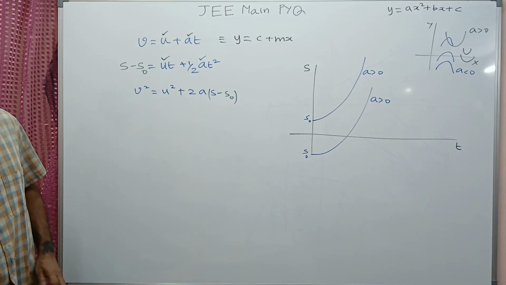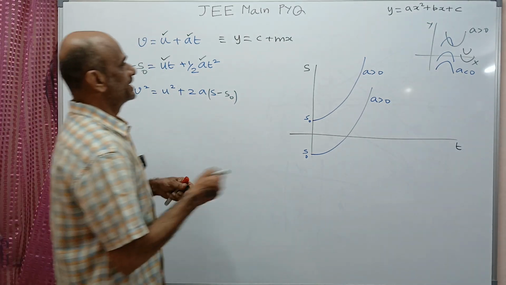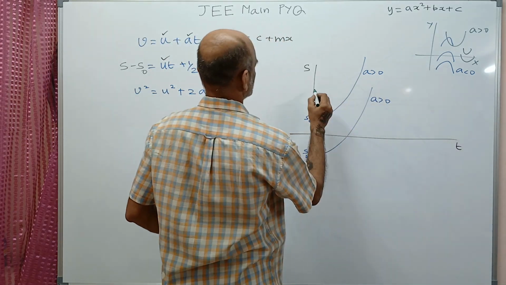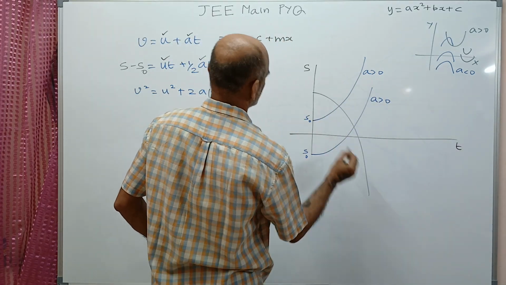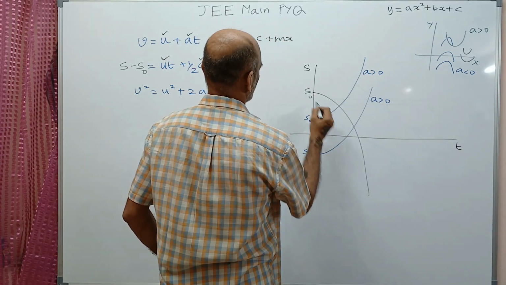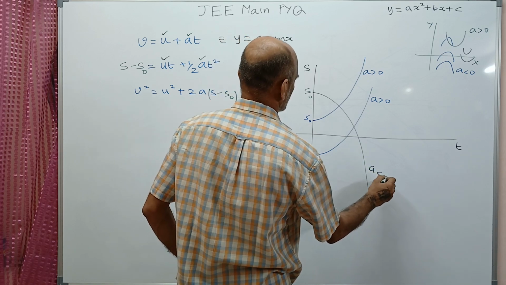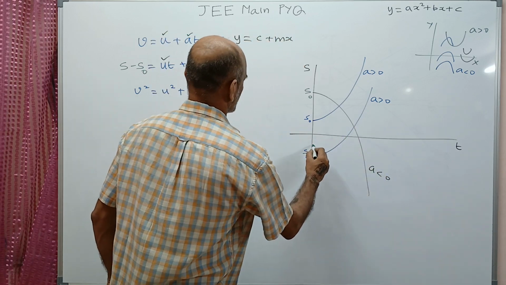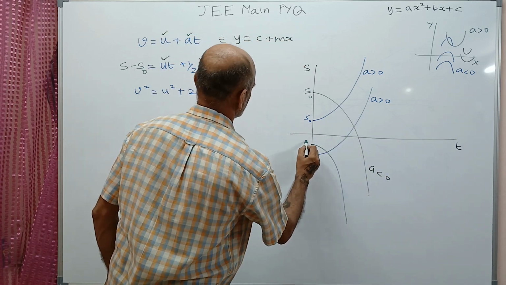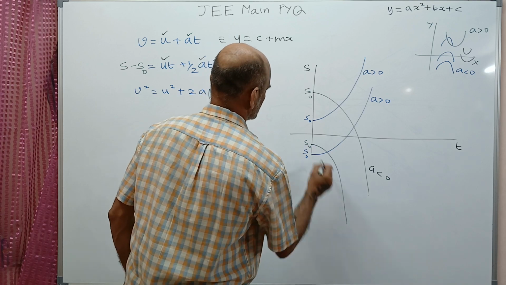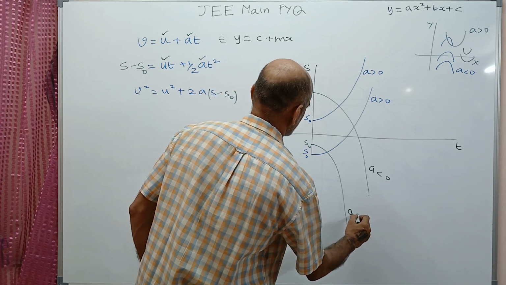When a is negative, it will be an inverted parabola like this. So it looks like this. This is s naught positive, but a is negative. This inverted parabola can also look like this, starting from negative s naught and then going down. So this a is negative.